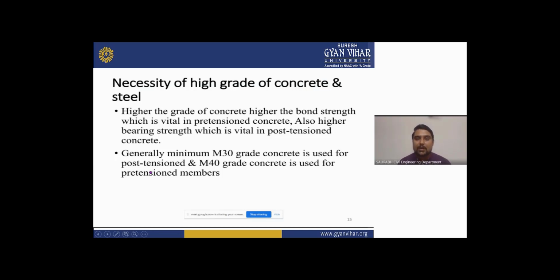These types of questions have come in many government exams. What is the minimum grade of concrete for pre-tensioning and post-tensioning? If it is post-tensioning, then you can answer M30 grade of concrete is the minimum grade for pre-stressed concrete in the post-tensioning method, and M40 grade of concrete is the minimum grade which is used in the pre-tensioning method.